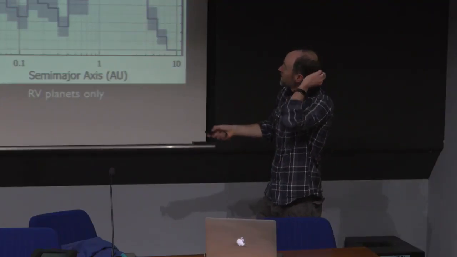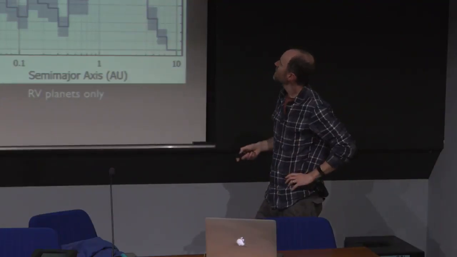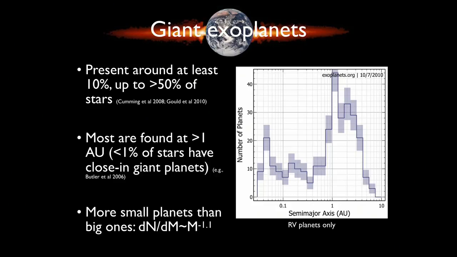What this is showing is actually, I don't think it's the number. I think this is actually the corrected occurrence rate as a function of distance. And so basically, something like 10% of sun-like stars are found to have gas giants, and most of them are past around 1 AU. So this is the distribution as a function of orbital separation.